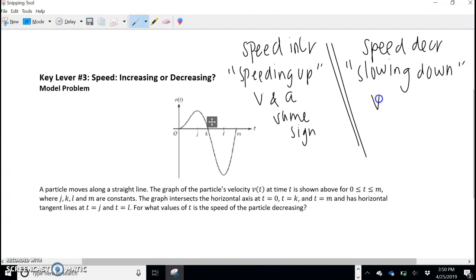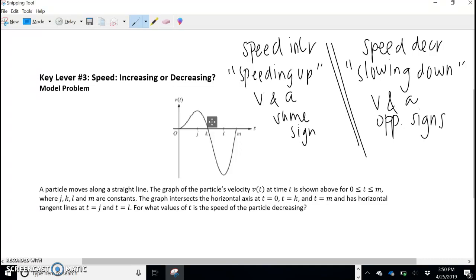And that would be when velocity and acceleration have opposite signs. So this is the big guiding force to help us out on speed questions. On this particular problem, we've got a velocity function, and we're given some info about it.